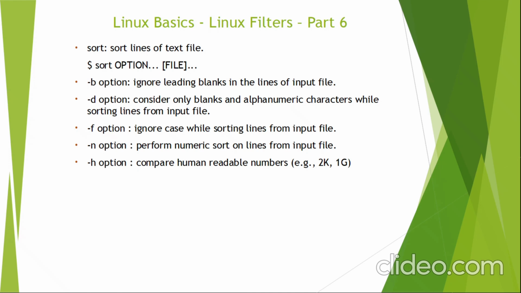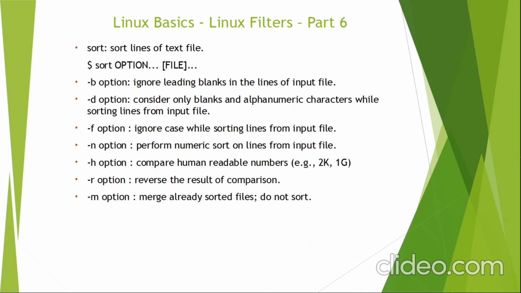The -h option compares human readable numbers like 2k, 1g. Suppose I have 1g and 1024m. Then 1024m would be placed first and then 1g, because g is more than megabytes. The -r option reverses the result of comparison. The -m option merges already sorted files, do not sort.